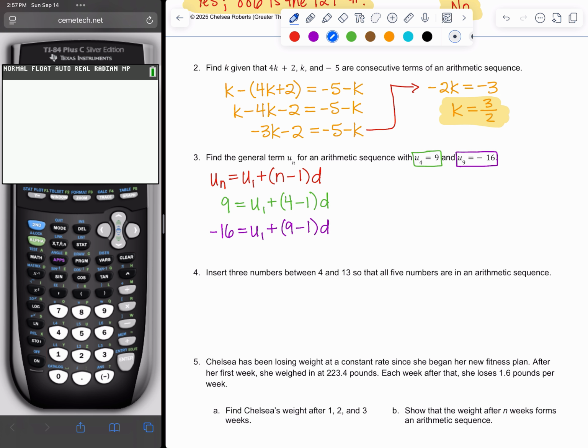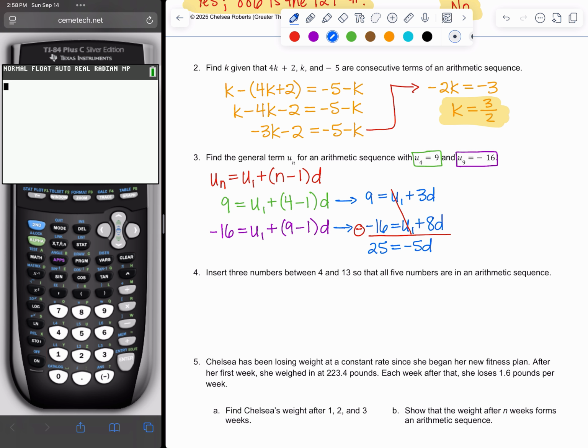So now what I'm going to do is rewrite these 2 equations and simplify them. So that's going to be 9 equals u sub 1 plus 3 times d, and this is going to be negative 16 is equal to u sub 1 plus 8 times d. So now I'm going to solve this system of equations using elimination. And if I use elimination, that means I could subtract these two equations because I know my u1s will cancel. So 9 subtract negative 16 is a positive 25, and that will be equal to 3d minus 8d, which is a negative 5d.